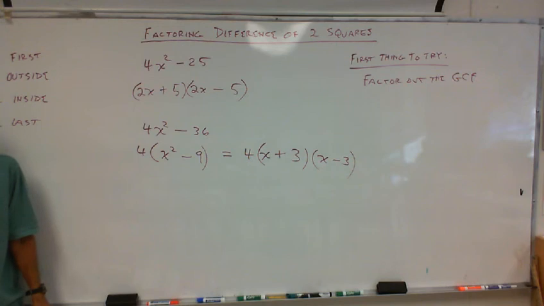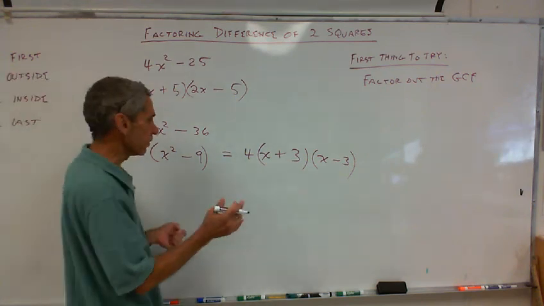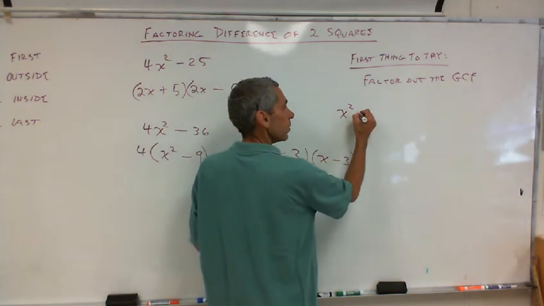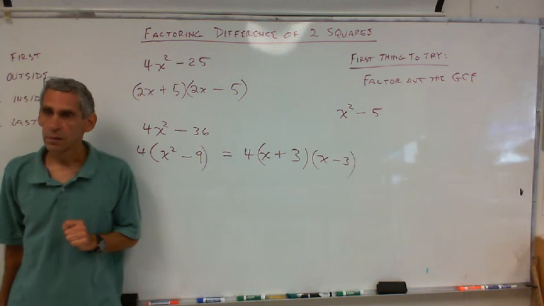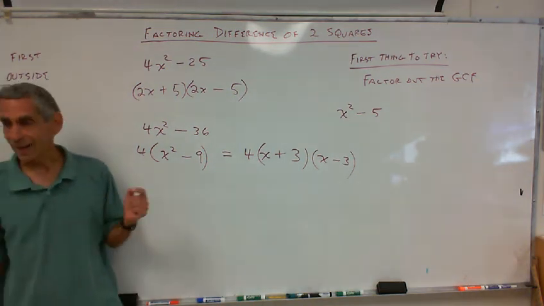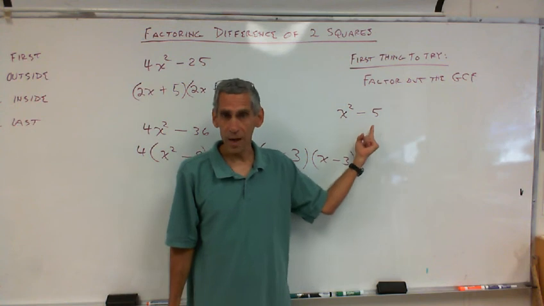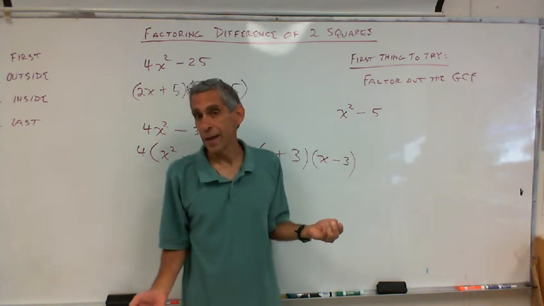What if the number is not a perfect square, like if you said plus 30? That's a really good question. I didn't put that on here. But let's say you had x squared minus 5. Technically, x squared is a perfect square. 5 is not a perfect square, but it has a square root.